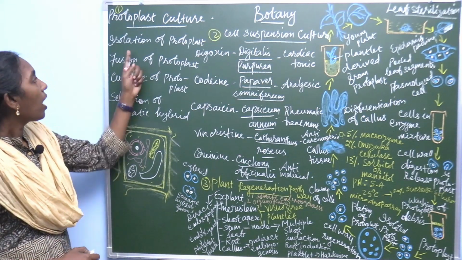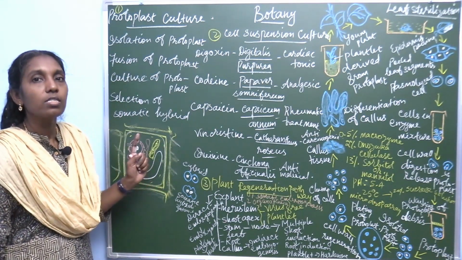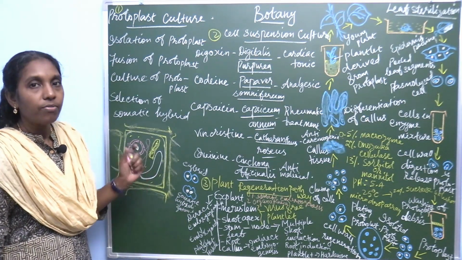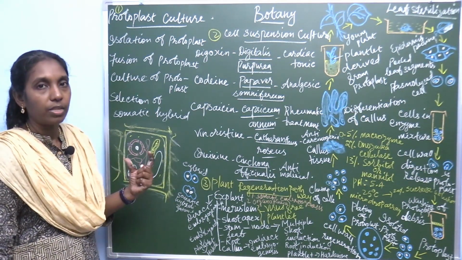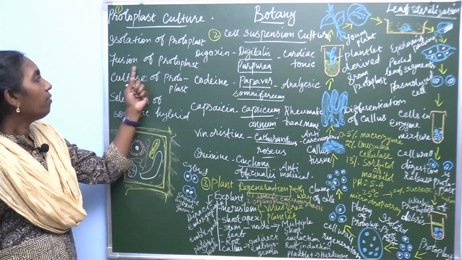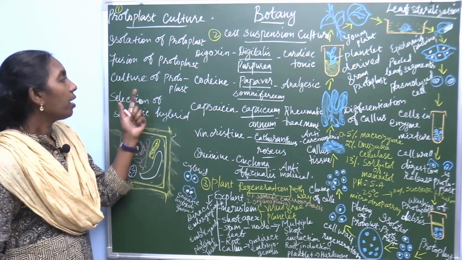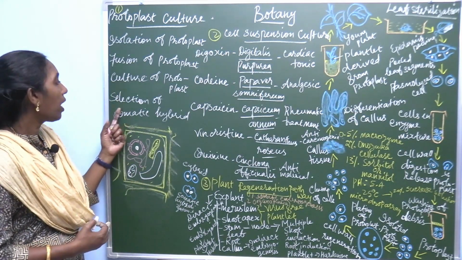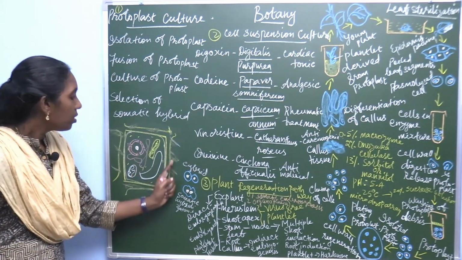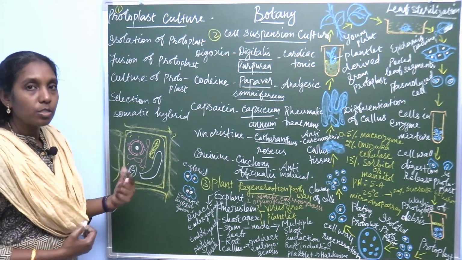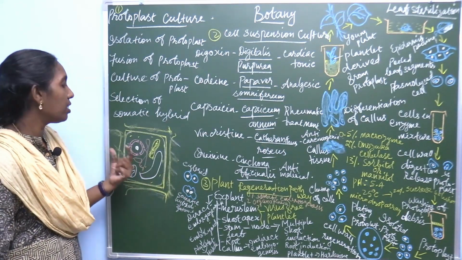They are isolation of protoplast. The first step involved is isolation. First we have to isolate the protoplast from a part of the plant. Then fusion of the protoplast. Allow the protoplast to fuse, culture it, and selection of somatic hybrid. For taking this protoplast, a small bit of plant part is taken.